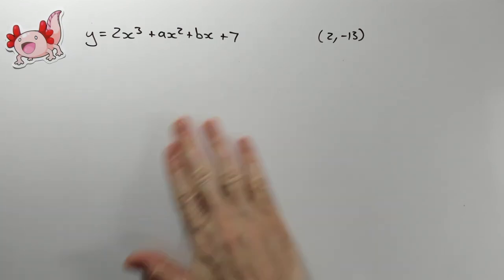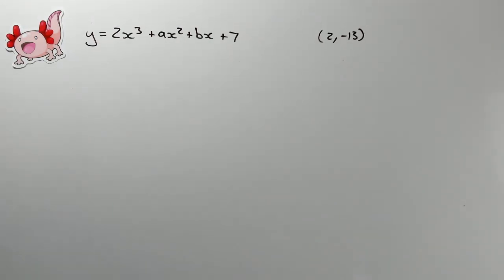Okay, I hope you're sitting comfortably because this one is going to keep us busy for a while. But yeah, let's take a look. So they're giving us a function, and they're asking us a lot of things. They're telling us it has a stationary point at (2, -13). Obviously, they're asking us first of all to find A and B. Then they're saying find the coordinates of the second stationary point on the curve.